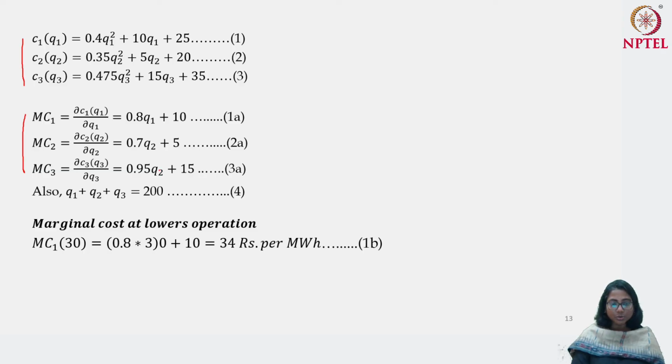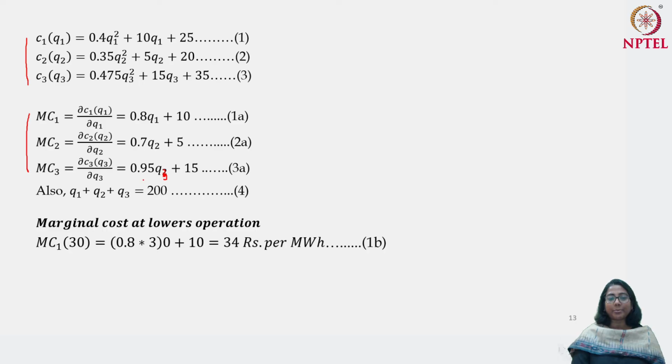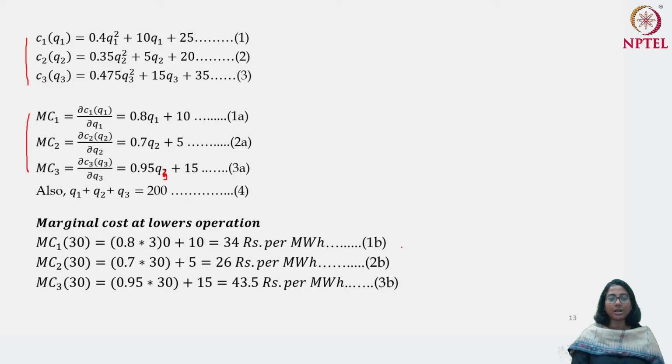So this is not 2. So 0.95 Q3, I'm setting that to be equal to 30, and I am going to see how the marginal cost looks. The marginal cost of the first plant at output equal to 30 is 34 rupees per megawatt hour. The marginal cost of the second plant at load equal to 30 is 26 per megawatt hour, and for the third plant the same is 43.4.